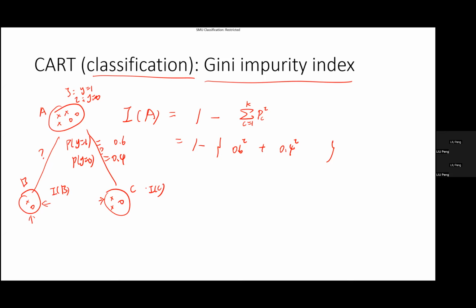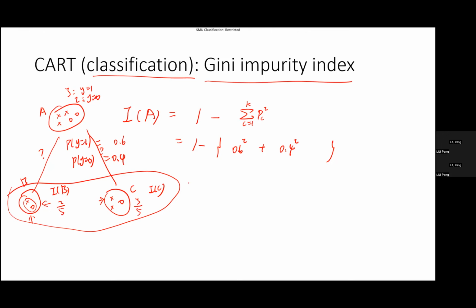Next would be to aggregate these individual impurities into an overall impurity. This aggregation looks at how many observations we have. In this case, we have 2 observations, so it's 2 over a total of 5 observations. This is 3, so we have 3 over a total of 5. This is the proportion of the samples in this node.